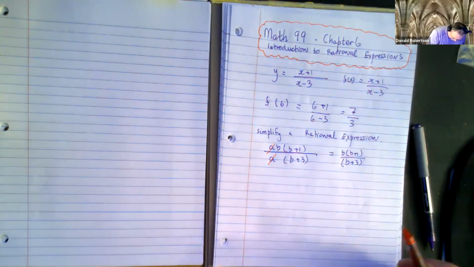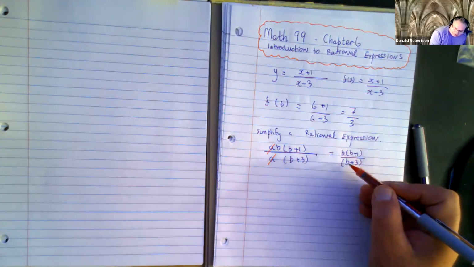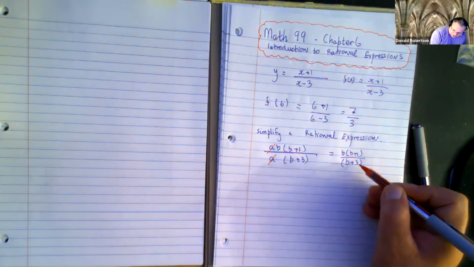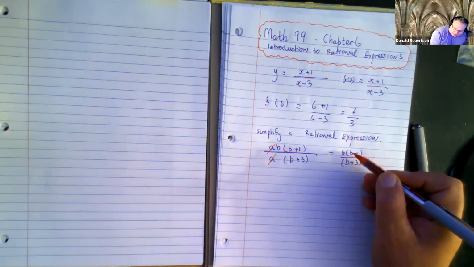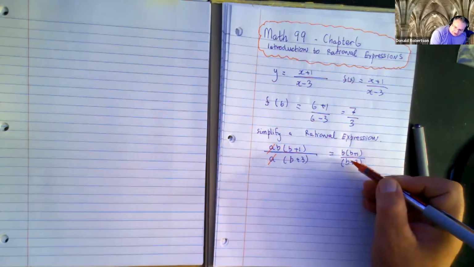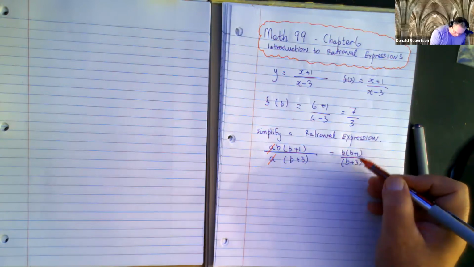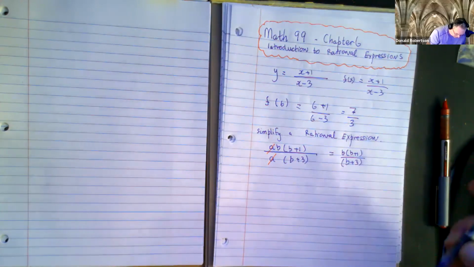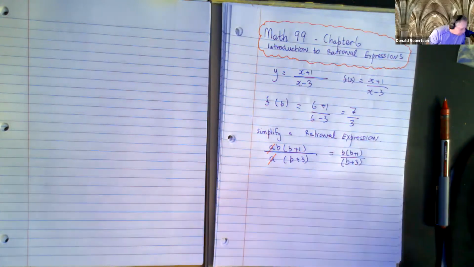Do not try and do things that are not allowed. This b cannot cancel this b because this is not a factor. This is b plus 3 as a factor, not b on its own. And for that same reason, this b plus 1 cannot cancel with this b plus 3. This is plus 1, this is plus 3. They are not the same. If they are not the same, then you cannot cancel with a 1-to-1 ratio.